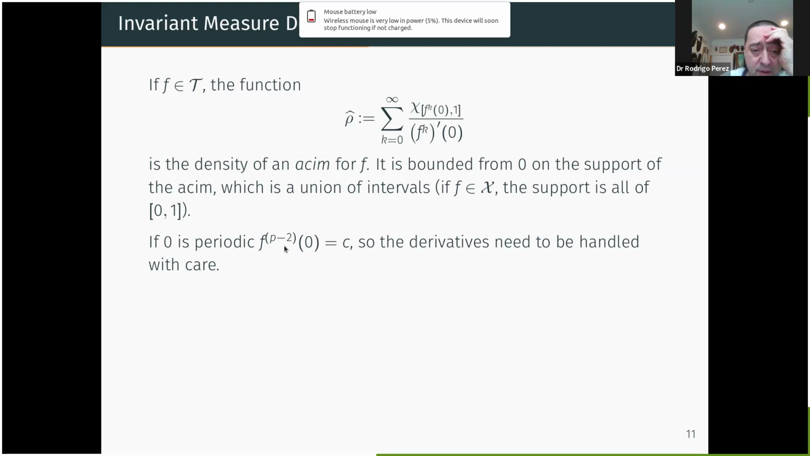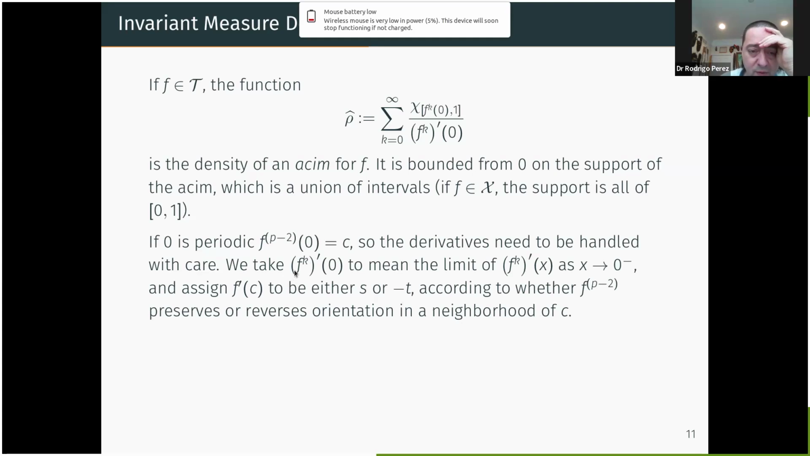If 0 is periodic, then we can track the orbit of 0 to hit C. The derivatives are going to become problematic because we hit the turning point. So we have to be a little bit careful about how we handle the derivatives, taking limits from the left and the right in the standard manner. So the k-th derivative is going to be the limit as we approach x0 from the correct direction. And we assign a derivative to the turning point according to the fact that the p minus second iteration of f preserves the orientation or reverses it around the turning point C.